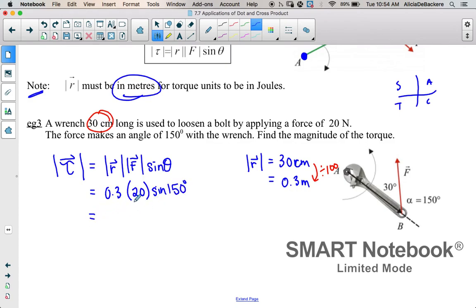All right, we'll type that all into our calculator and it comes out to exactly 3, and the units are joules for torque as well. So therefore, lots of therefore sentences, right? When we're talking about word problems, you should have a therefore sentence at the end. Okay, 3 joules.